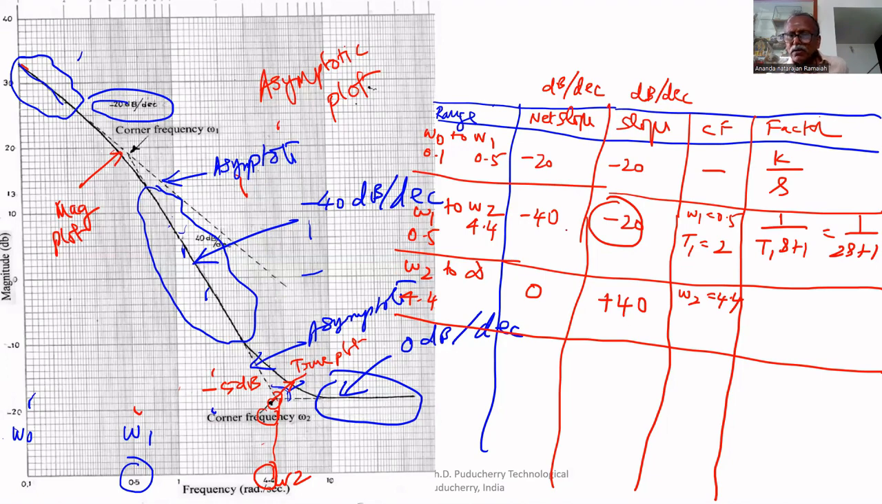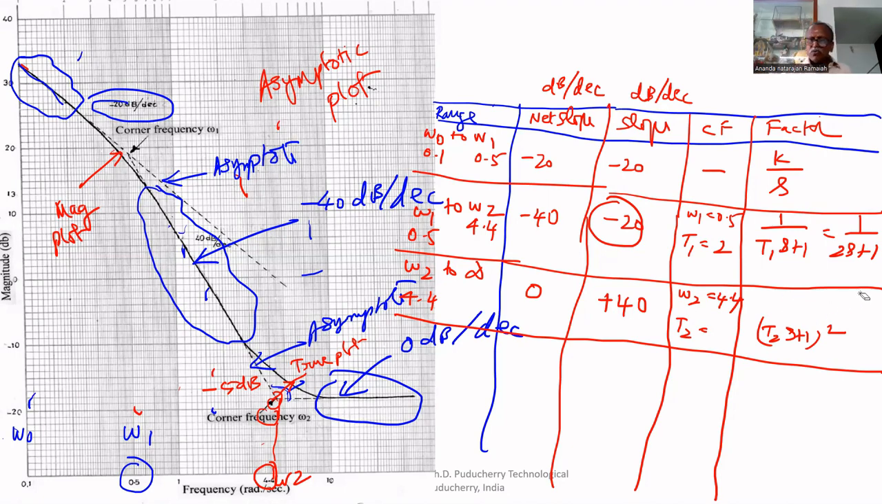That's why we can write 1 by T2, where T2 is 1 by 4.4. The factor is (T2 S plus 1) whole square, in the numerator, because it is plus 40. It is in the numerator.